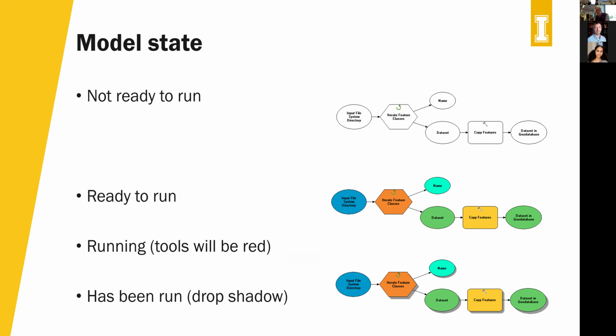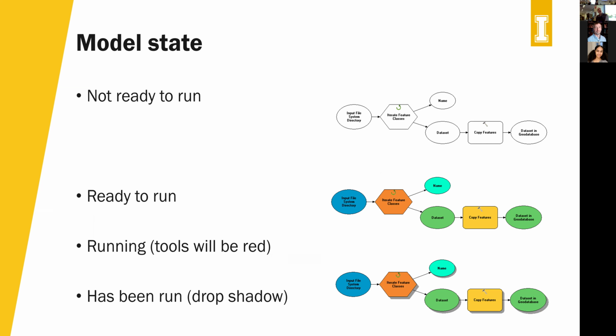When the tools are running, if you have a long running model, the processes show up in red. So if you happen to glance at it, you can see what step it's on because the tool color will turn red. And if it has a drop shadow, it shows that it's already been run. Again, that can be helpful for bigger models. If you're doing smaller models, you can always rerun it, but it's just showing that it's completed.